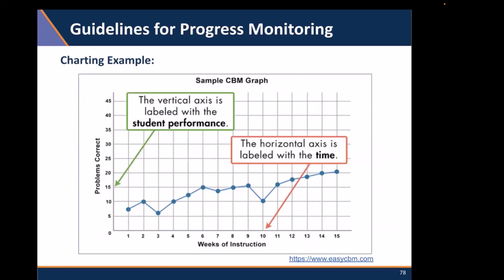This is an example of some graphing that we can do for the weeks of instruction. The time is in this example. And then student performance. Again, wanting to see growth in some sort of way. So we know that what we're doing for our instruction and interventions is working.